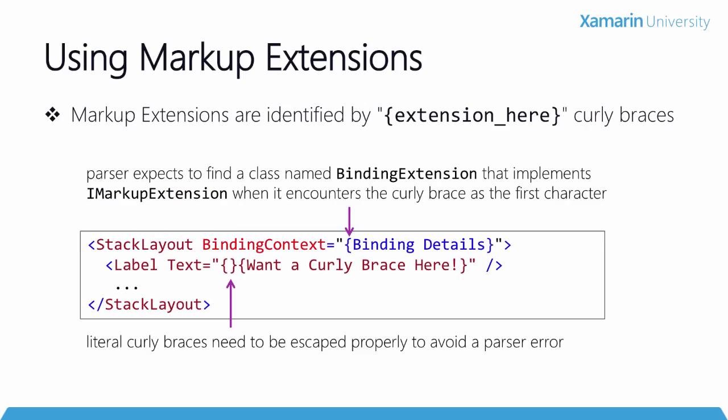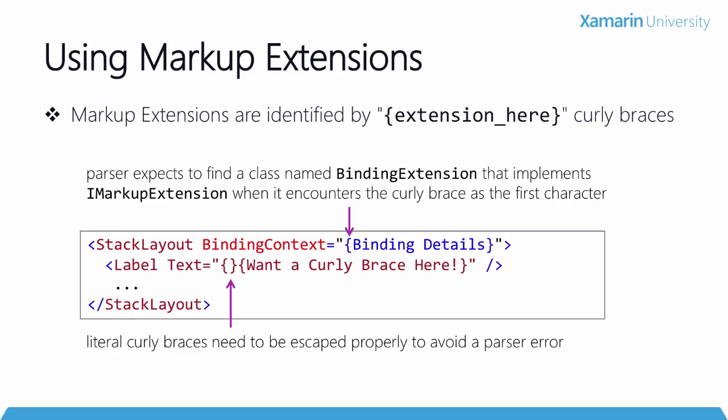To tell XAML that we want to use a markup extension, we use curly braces to distinguish the value as something other than just a literal string. When the XAML parser hits an open curly, it assumes that the text that follows it is a markup extension, and it attempts to find a public class that implements the IMarkupExtension to provide the value.